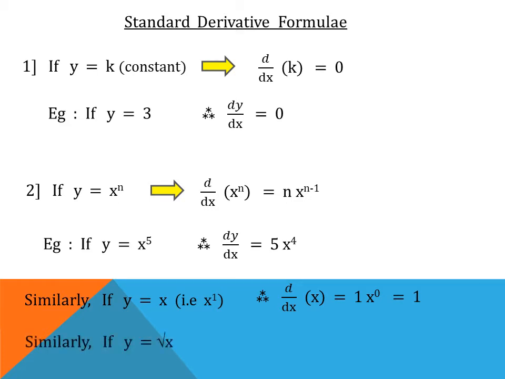Now if we have root x, you can first write it as x raised to half. So using the same logic we can get the derivative of root x as 1 upon 2 into root x. Now next we have a into x raised to n. Again a and n are constants, they can take up any values. So the derivative of such a function will be a into n into x raised to n minus 1.